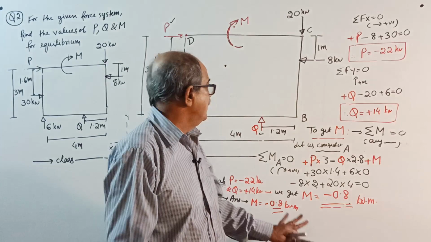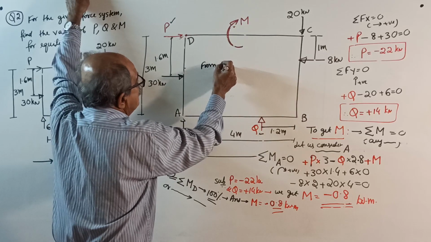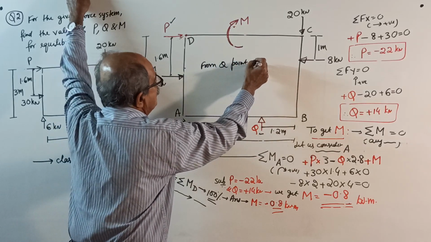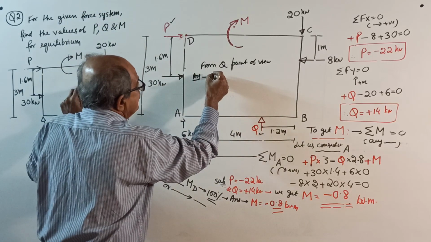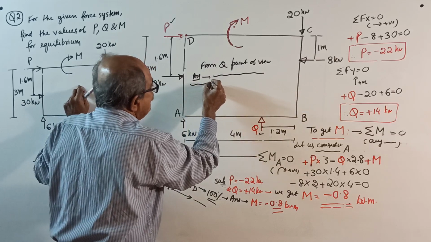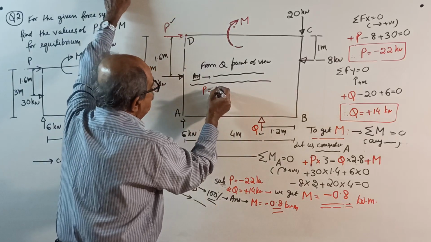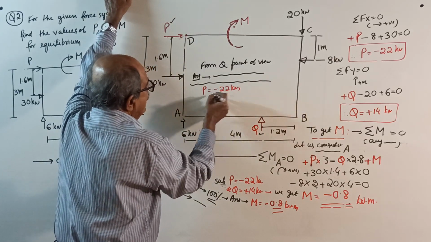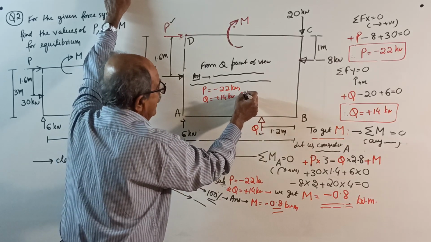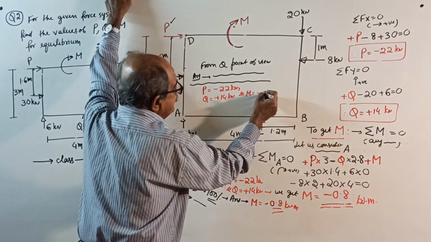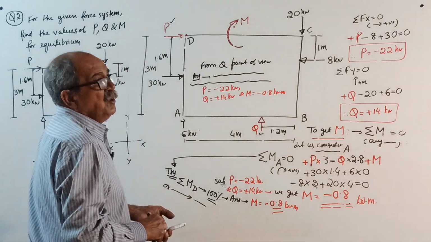Reason I told you. Okay, now from the question point of view, you should write the answer: for the given force system, for maintaining equilibrium, value of P is minus 22 kilonewton, value of Q is plus 14 kilonewton, and value of M is minus 0.8 kilonewton meter is the answer. Now I will tell you what is the real meaning.